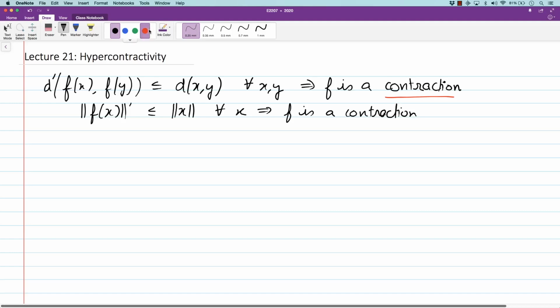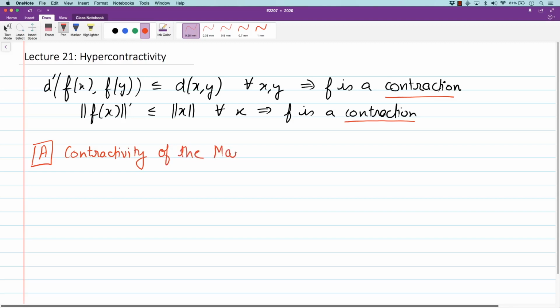And in this lecture, we'll be interested in a very specific mapping, namely the so-called Markov kernel. Let's begin by showing that the Markov kernel is a contraction. So before we talk about hypercontractivity, let's talk about contractivity of the Markov kernel.